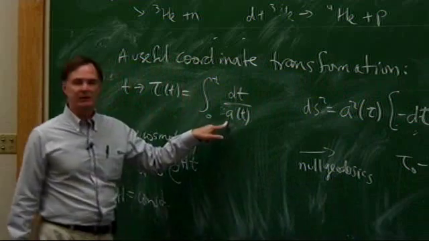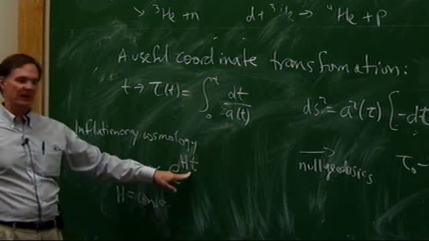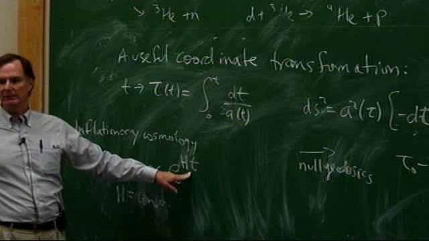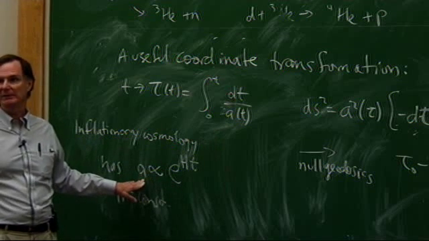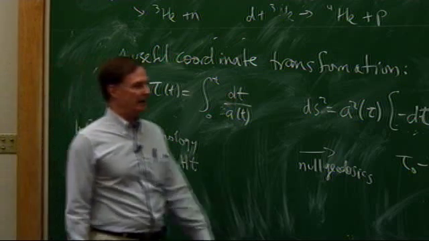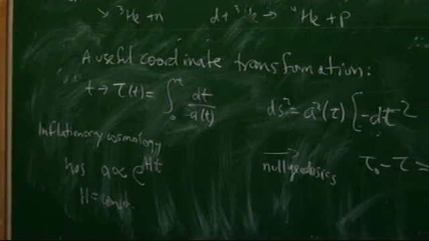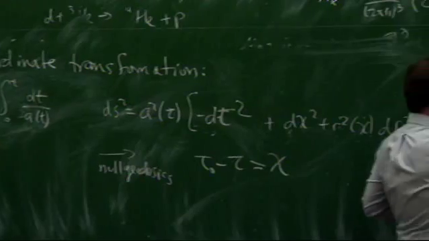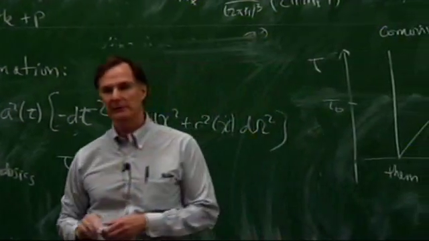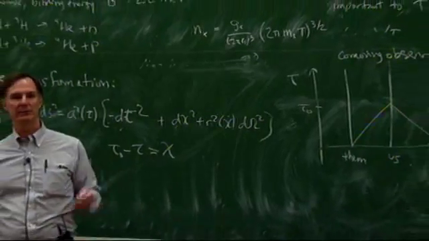If you do this integral with e to the minus Ht, you find, well, first of all, there's now no bound on t. A never goes to 0 at any finite t in the past. So t can extend to minus infinity. And so can tau. So in that case, these light cones will intercept all world lines, and there is no particle horizon. That's how inflation solves the so-called horizon problem.